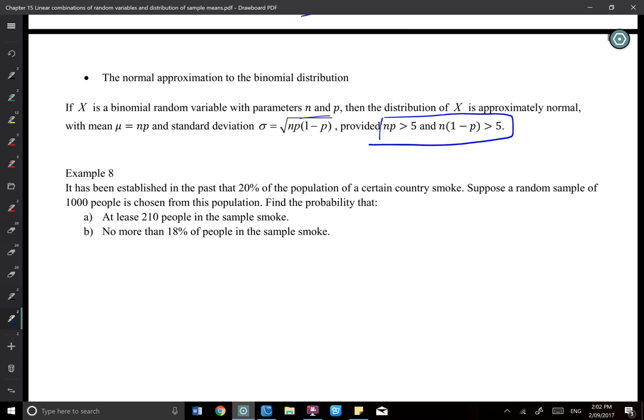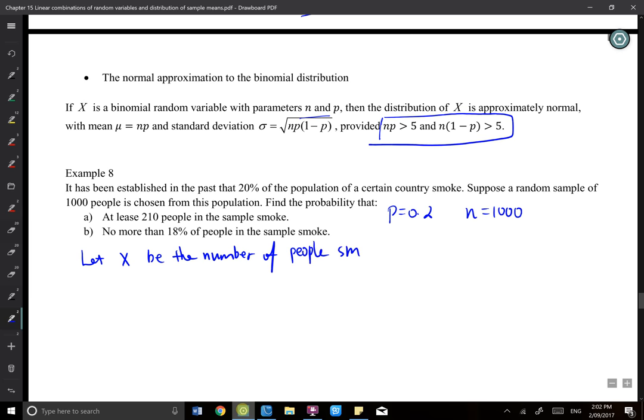Let's have a look at this one. p is 0.2 in this case, which is the probability that people smoke. And n equals 1,000, the people chosen from the sample population. Let X be the number of people who smoke in the sample. Then X is binomially distributed with 1,000 and 0.2.